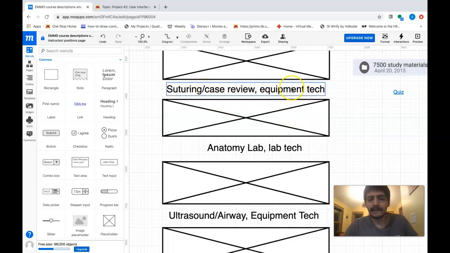Suturing and equipment tech usually go hand in hand. Equipment tech can be anybody. That's somebody who sets up and cleans up the suture equipment. Suturing is typically taught by, typically we like to get a doctor, but it can be a nurse, EMT, paramedic, or anyone with just a lot of suturing experience. And case review has to be done by a doctor. That is case presentations that the students have to do, and so that actually has to be a doctor.